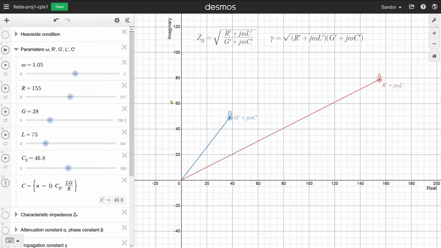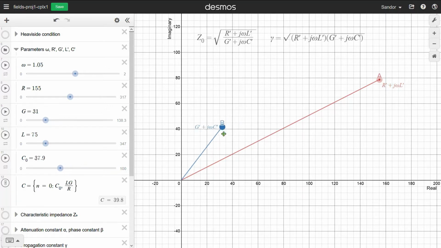These numbers appear in the characteristic impedance Z0 and the propagation constant gamma, as shown in the formulas at the top of the screen. To keep everything at the same scale and facilitate an intuitive grasp of relationships, these parameter values are not at all realistic. If they were, not everything would fit clearly on one screen.